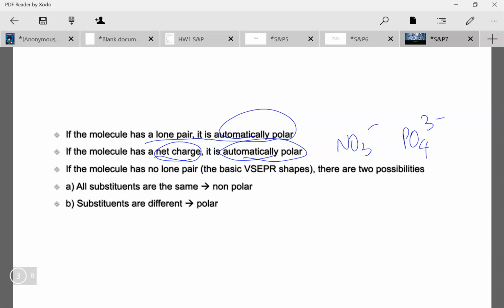And if a molecule has no lone pair, so the basic VSEPR shapes, we'll talk about that. There are two possibilities. Either substituents are all the same. Substituents are the atoms that are added to the central atom. So these are the things that are sticking out of the central atom.